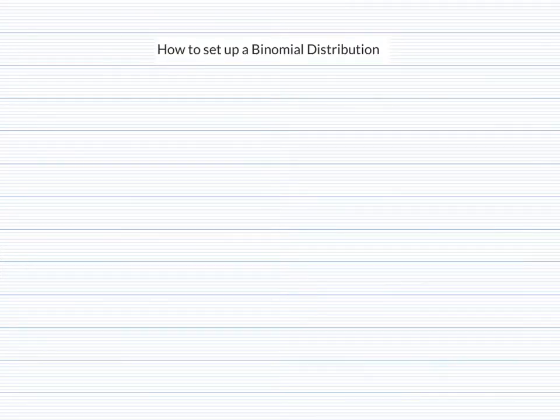We're going to look up how to set up a binomial distribution, but before we do that, we need to know what the formula is to find the probability of x successes given n trials, where we have a probability of success for each trial. So we're going to take a look at that formula first.